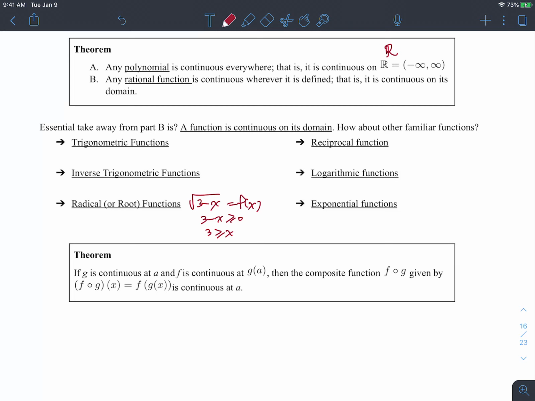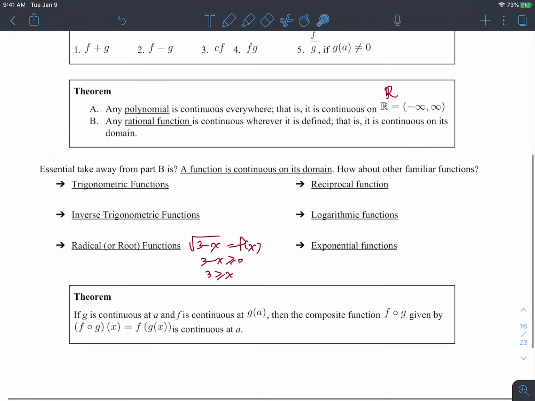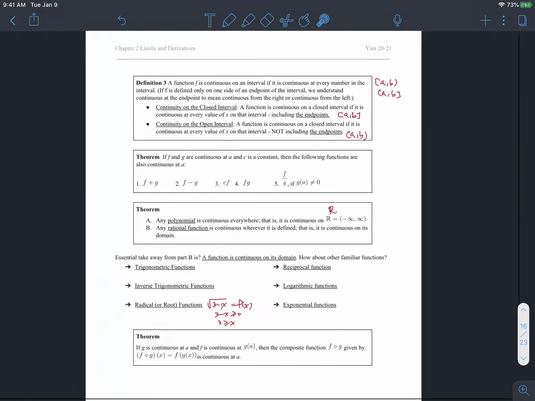Almost. If g is continuous at a and f is continuous at g of a, then the composition of f and g is given by this expression right here, guys. So the composition f∘g of x, which is f of g of x, is continuous at a. As long as these conditions are met, we're good to go. All right, guys. So let's go to the next page.